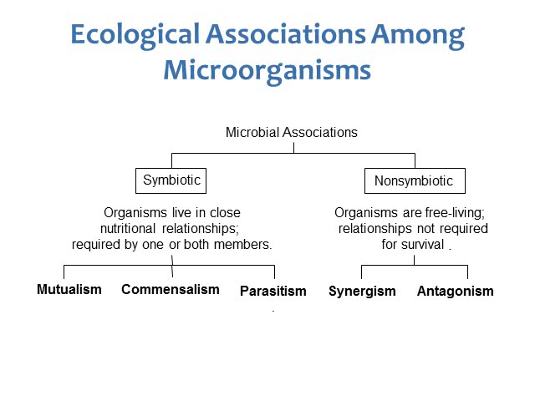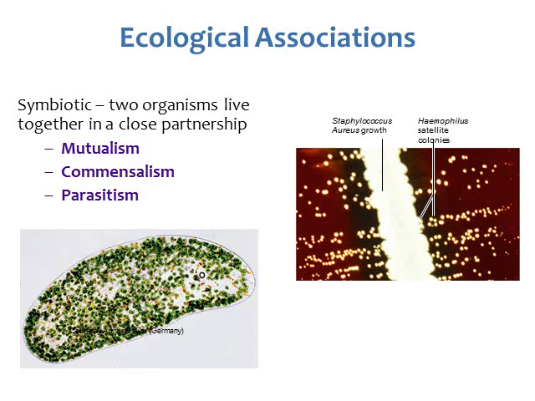There are also non-symbiotic relationships. These are where organisms are usually just free living, they're fine on their own. They may form these relationships, but these relationships are not required for survival. There are two types, synergism and antagonism. Again, it doesn't mean that the relationship is good or bad, it just happens, it's not required. We're going to look at symbiotic relationships first.